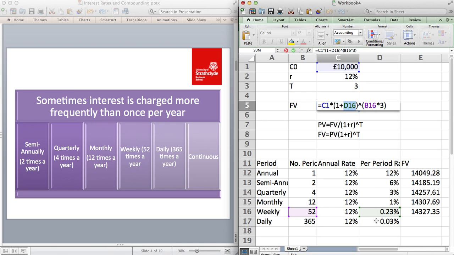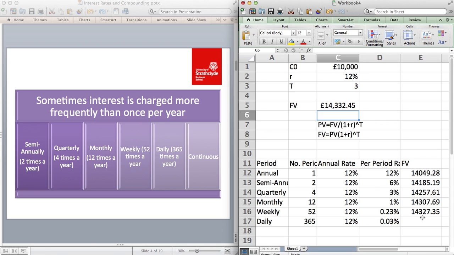The daily rate is 0.03. How many periods? There's 365. There's 3 years. It's 14,332.45. Now notice what's happening. As you compound more frequently per period, you are effectively charging interest on interest more frequently, which means that compounding has a bigger effect. And so if you're just compounding per annum, it's 14,049. If you compound it on a daily basis, then it's actually 14,332.